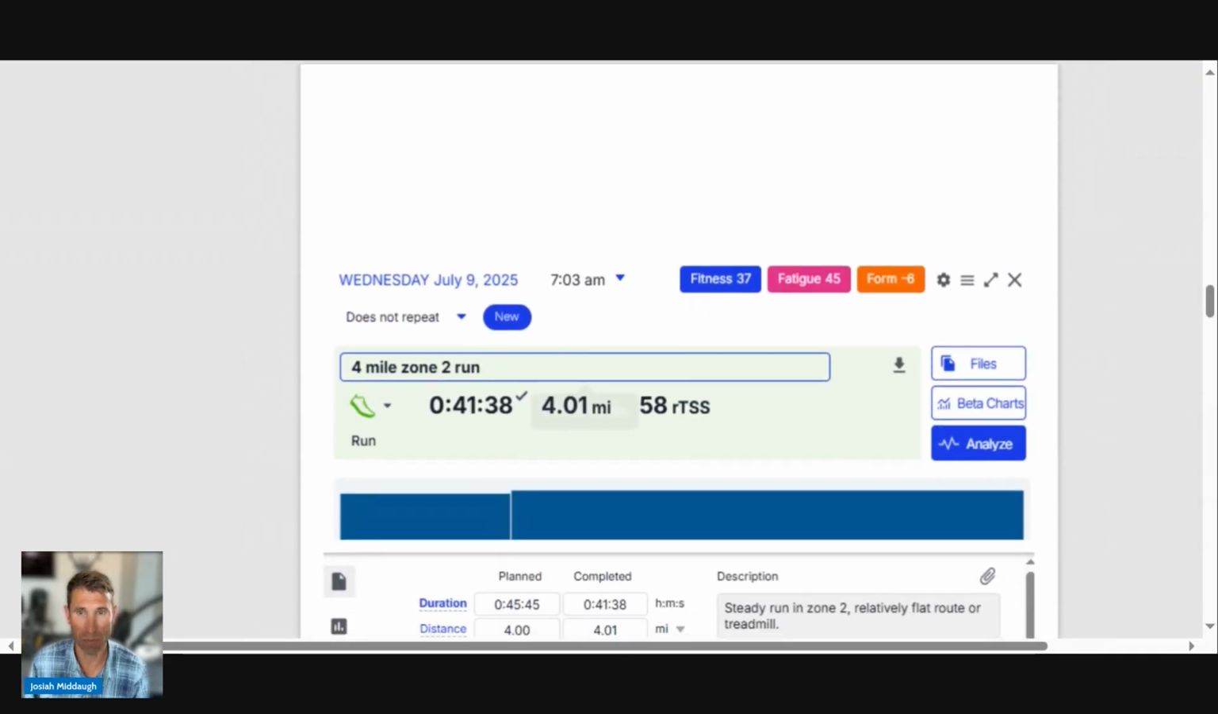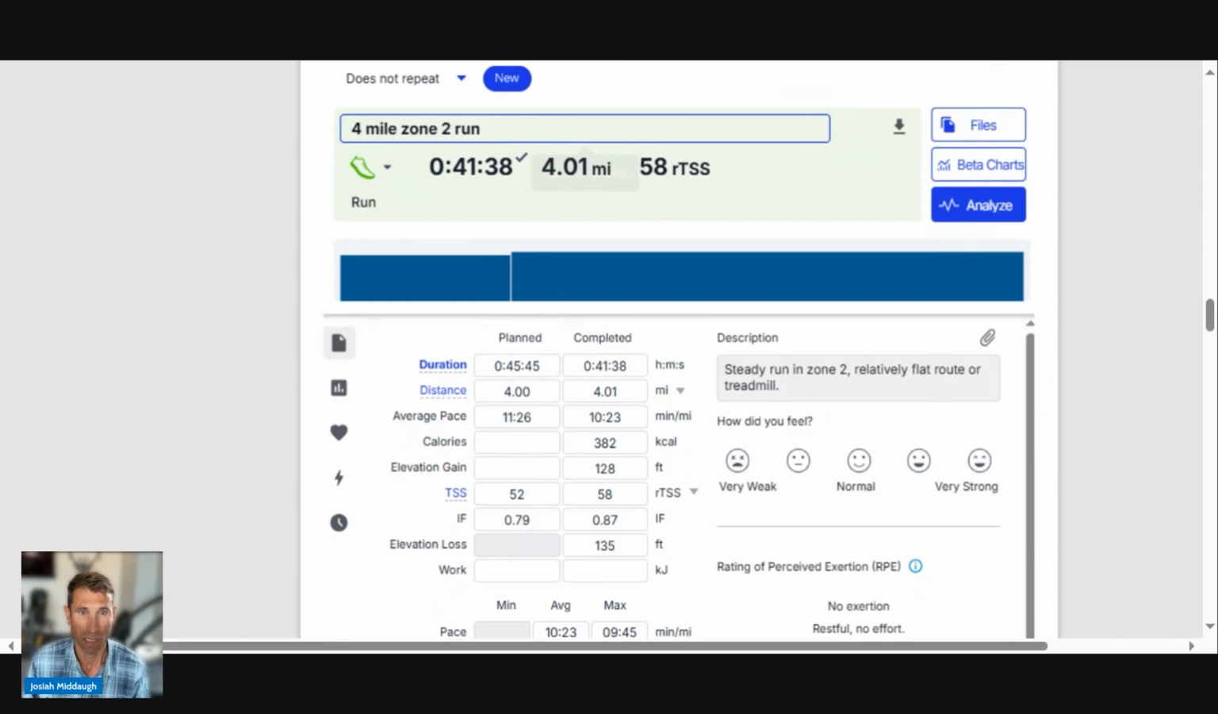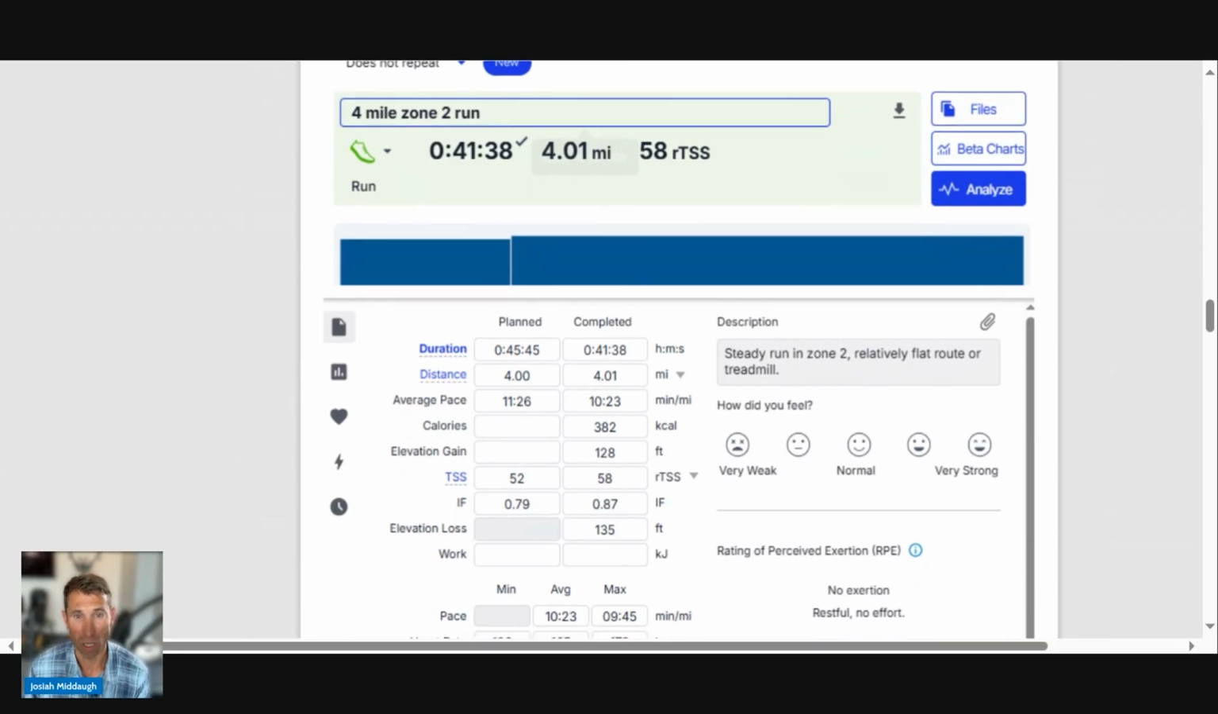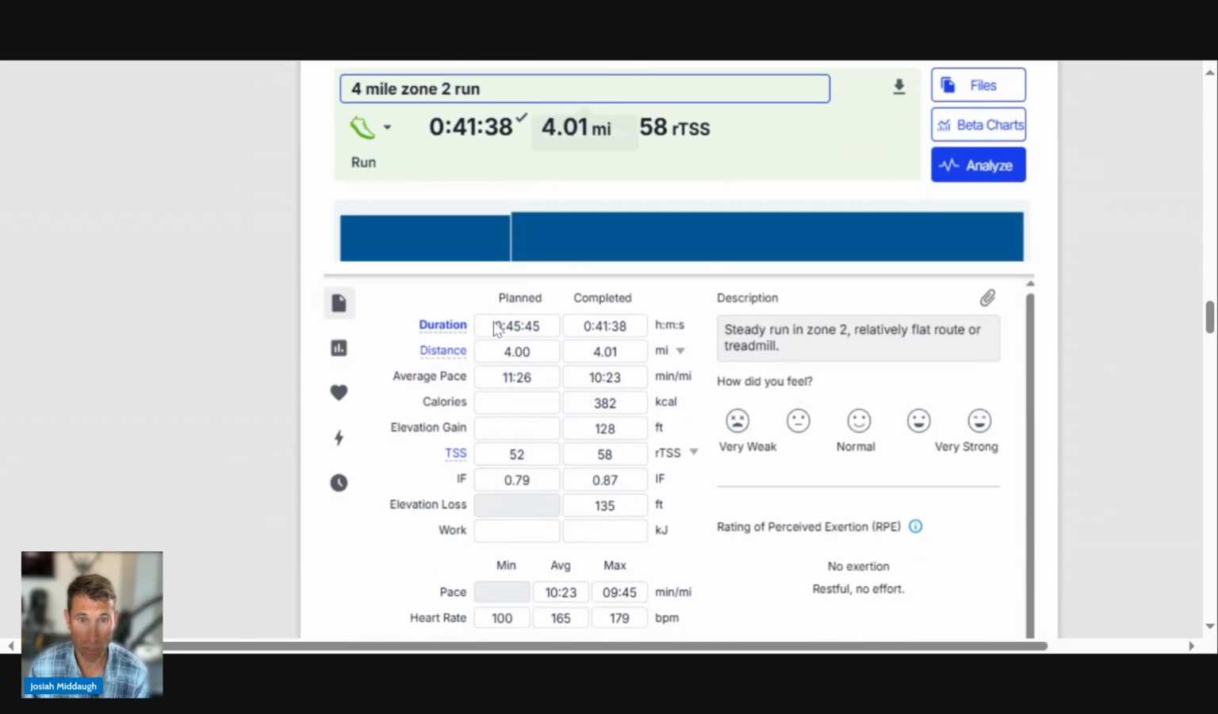So let's look at what this means for a single workout. Here's a 4-mile zone 2 run. And you see the planned duration, 45 minutes, the completed duration, 41 minutes. This is calculating a TSS, and that little r right there means that it's based on running pace. And you can see that the TSS that was planned was a 52. That person completed that 4 miles a little faster than planned. They had a little higher intensity, and so that number is 58. So they get a score of 58 for that TSS for that single workout.